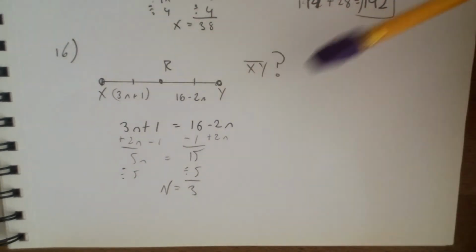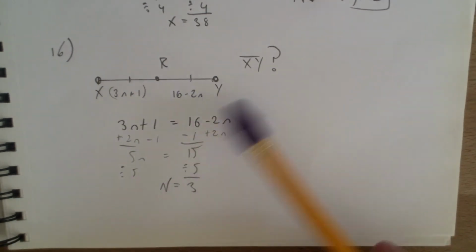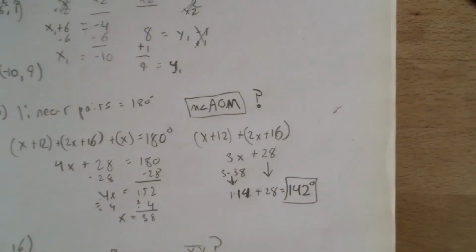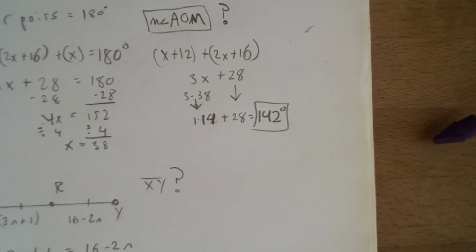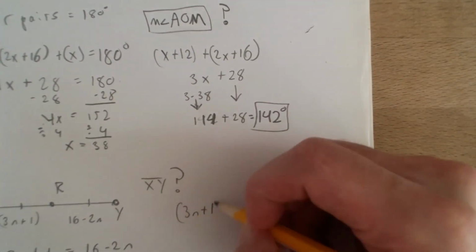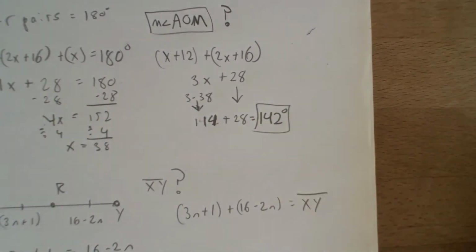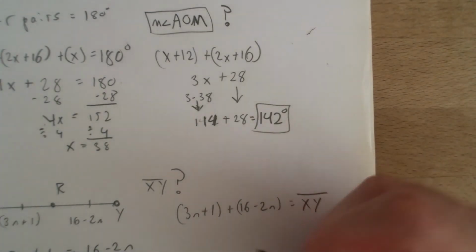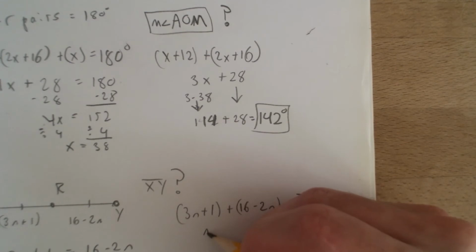Now what we're going to do is solve for XY by adding both XR and RY together. So to do that, we're going to do 3n plus 1 plus 16 minus 2n. We're just basically going to combine all of our values. 3n and negative 2n gives us n, plus 17.